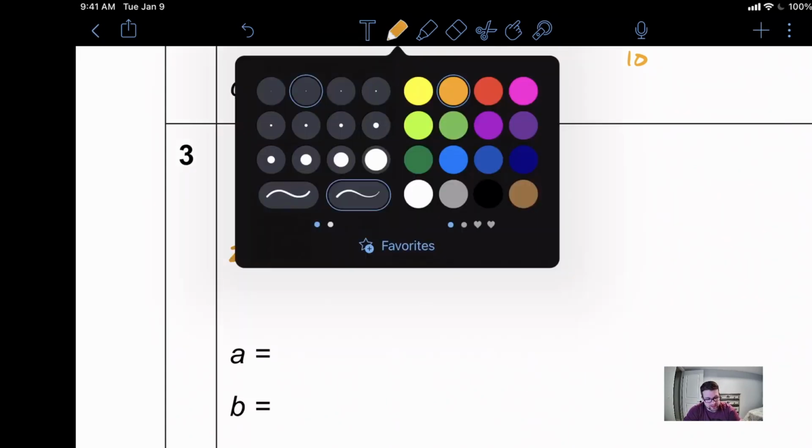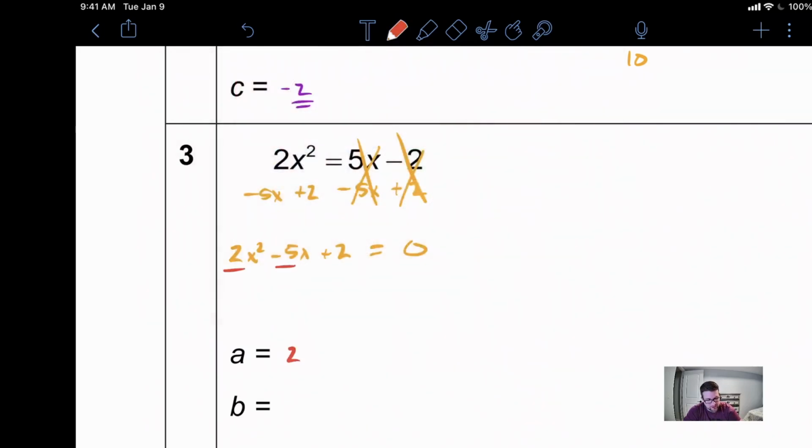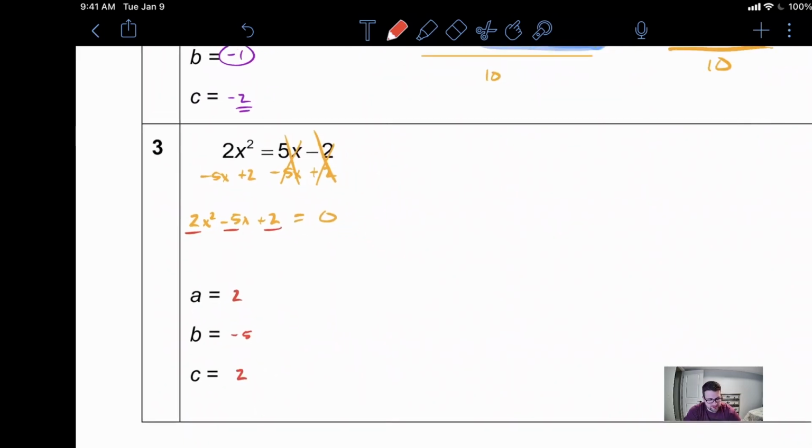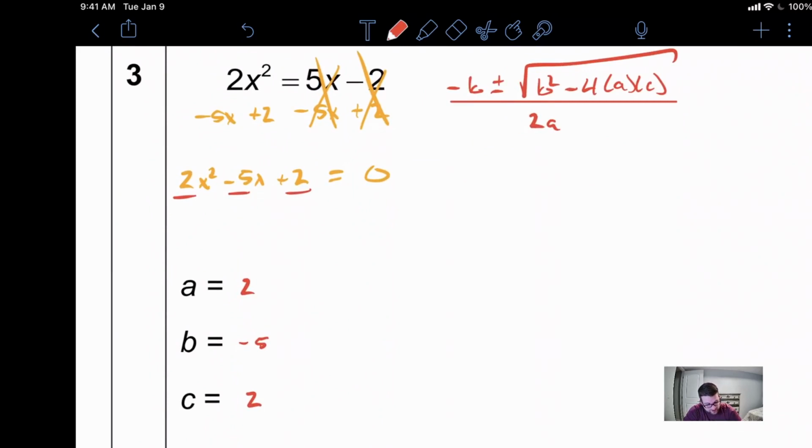In this situation, we can see a is equal to 2, b is equal to negative 5, and c is equal to 2. Nice job. Now let's write out our quadratic formula. So negative b plus or minus the square root of b squared minus 4 times a times c all over 2a. So our first step should be to plug in everything to start. So first off, notice how we have a negative b. So I'm going to have a negative, and then here's my b value. So negative 5 plus or minus the square root of negative 5 squared minus 4 times a times c.